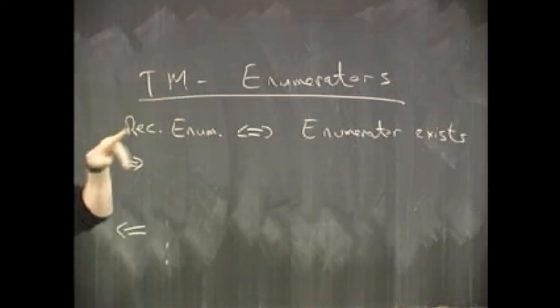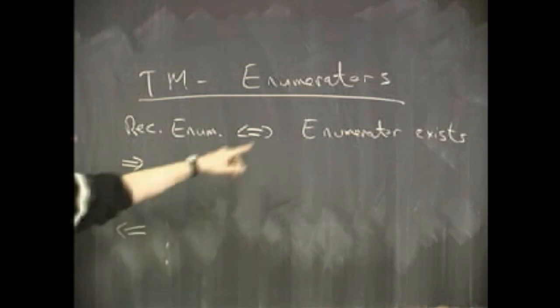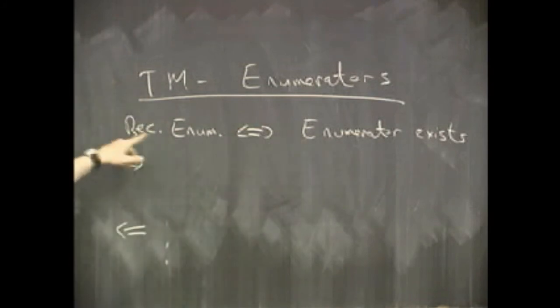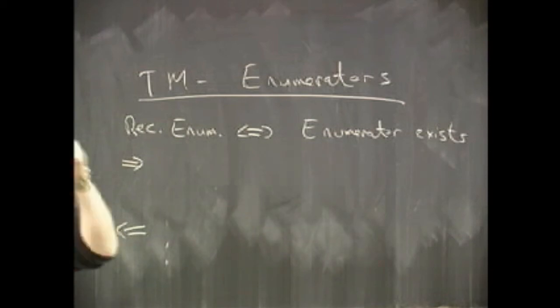Right, so we could do that dovetailing trick again. What the enumerator has to do is simulate the acceptor, but it's got to dovetail the acceptor. It's got to run the acceptor on the first string for one step, and then on the first string for one more step, and on the second string for one step. And then on the first two strings for one more step, and on the third string for one step.